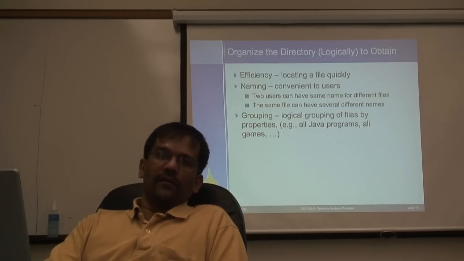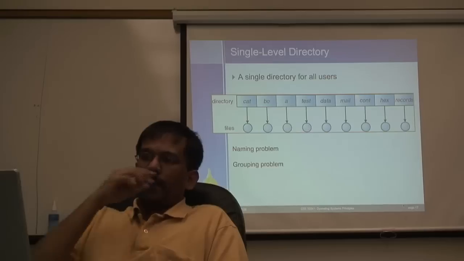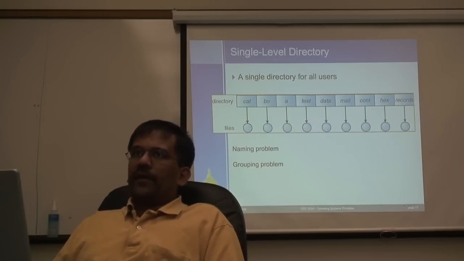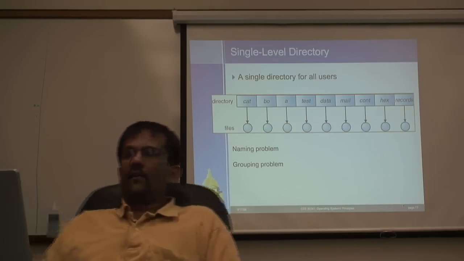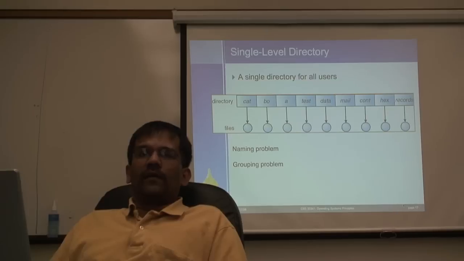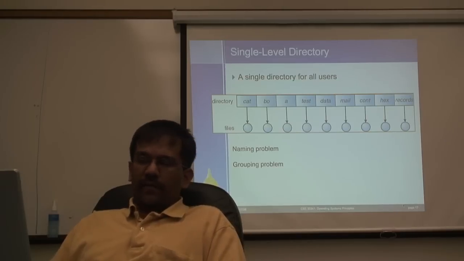In the next slides, I'll show what that means. So essentially, the different ways of organizing a directory from a system's perspective is a single directory for the whole system, a two-level or multi-level or a three-level.